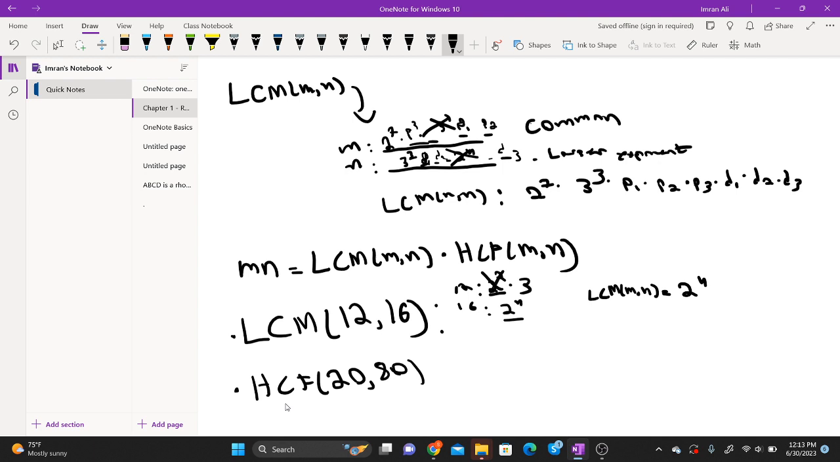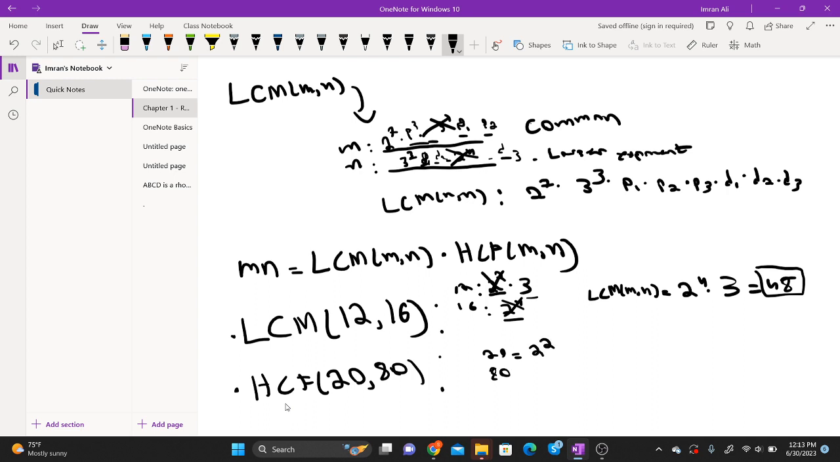We don't care about this anymore, right? We don't care about this because we already used it. And now whatever's left, there's no other 3 here. So we just add the 3 on, multiply it. And this is 2 to the 4 is 16 times 3 is 48. That's the first one. Next one, 20 and 80.